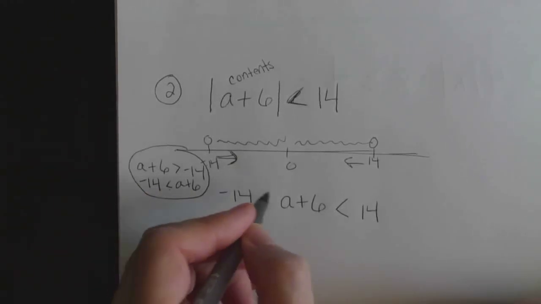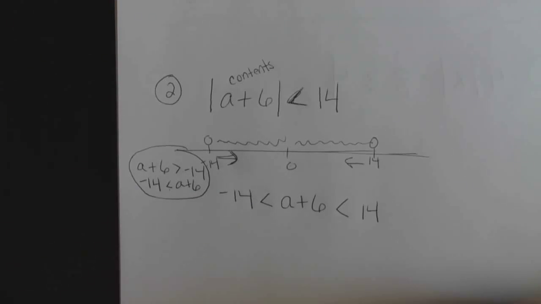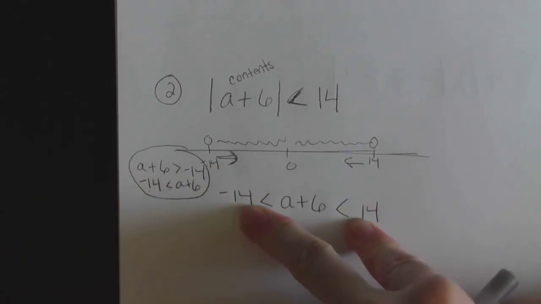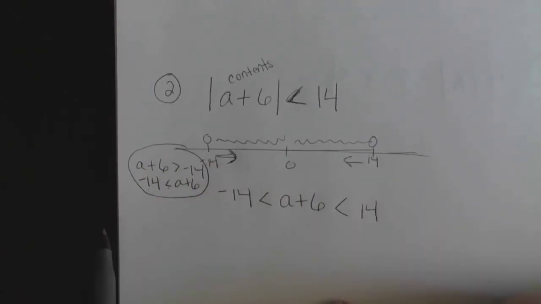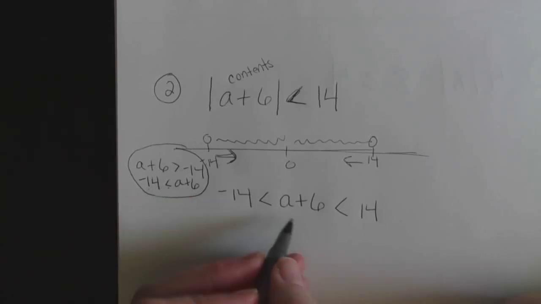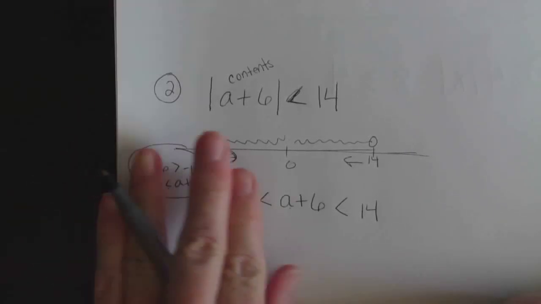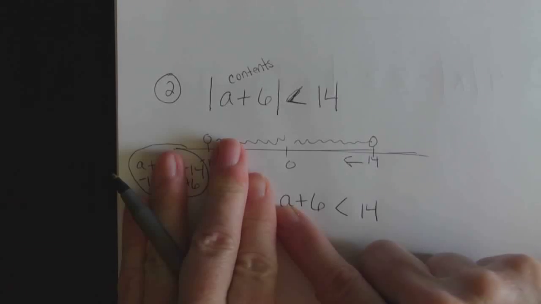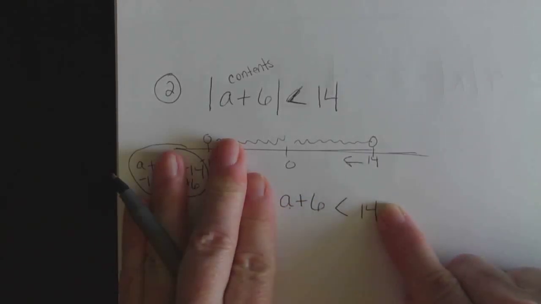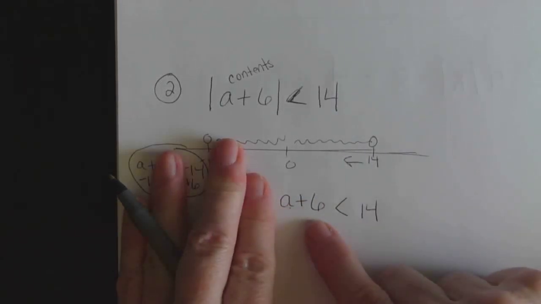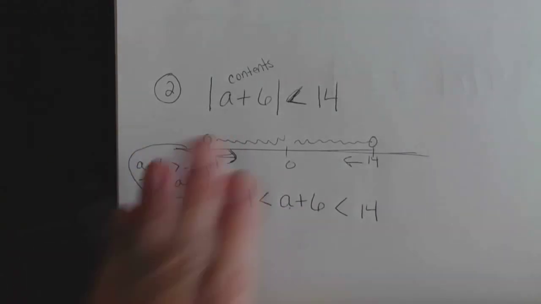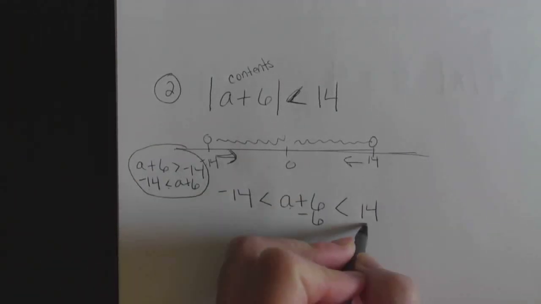So now if we click and drag this down here, my symbol will face this way. Okay? So -14 is less than a plus 6, and a plus 6 is less than 14. In other words, we are sandwiched between them. Now, we have solved compound inequalities like this, so we want to get a alone. So you just think to yourself, if this wasn't here and the problem just read a plus 6 is less than 14, how would you solve for a?